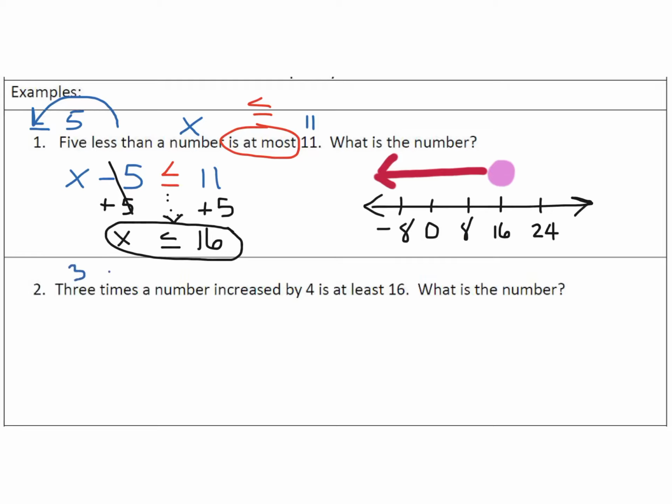3 times a number increased by 4 is at least, so the is gets circled there. At least means greater than or equal to 16. So I'm going to bring this down below. 3x plus 4, 16, and it's greater than or equal to. I'd like for you to pause the video and practice solving this all the way through.